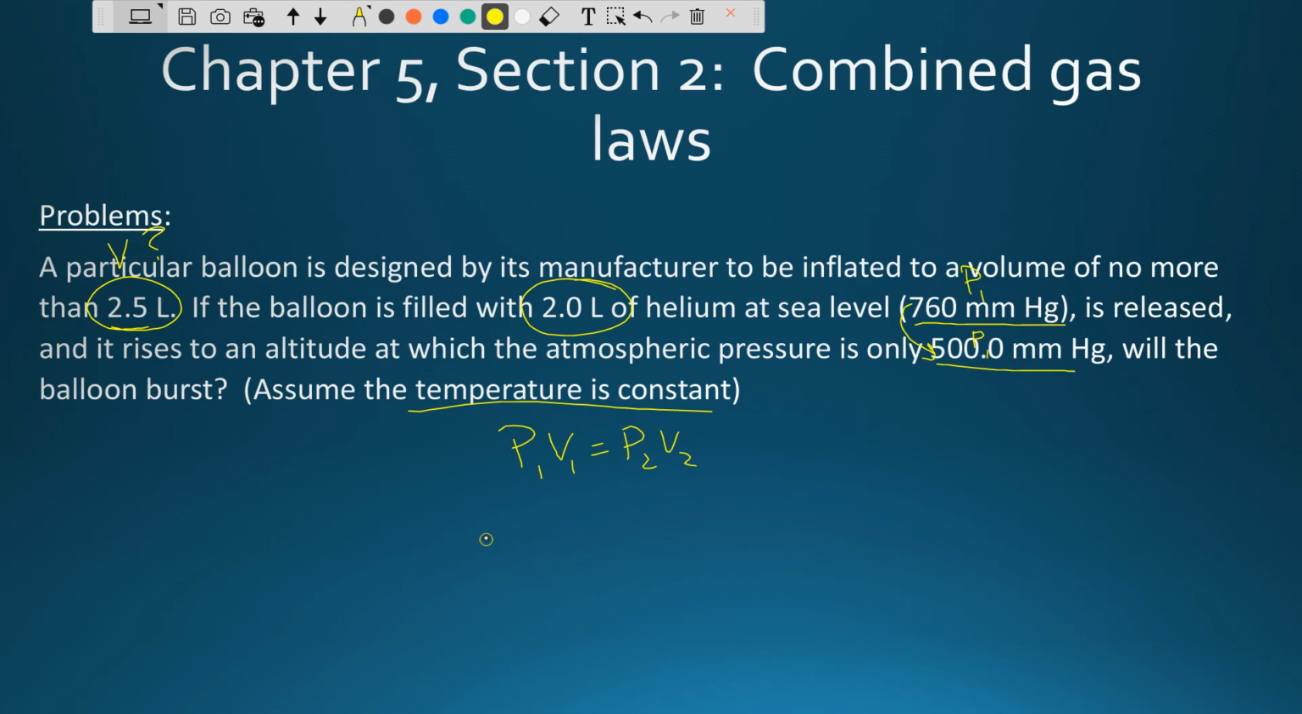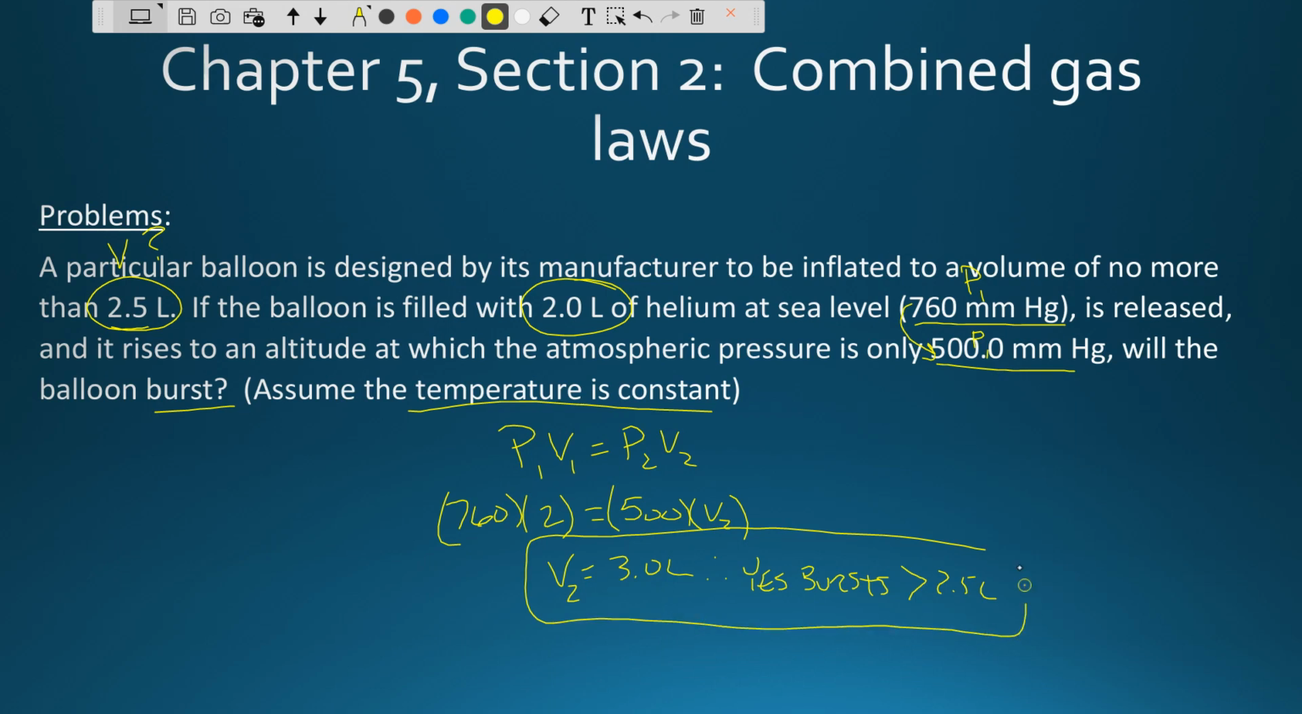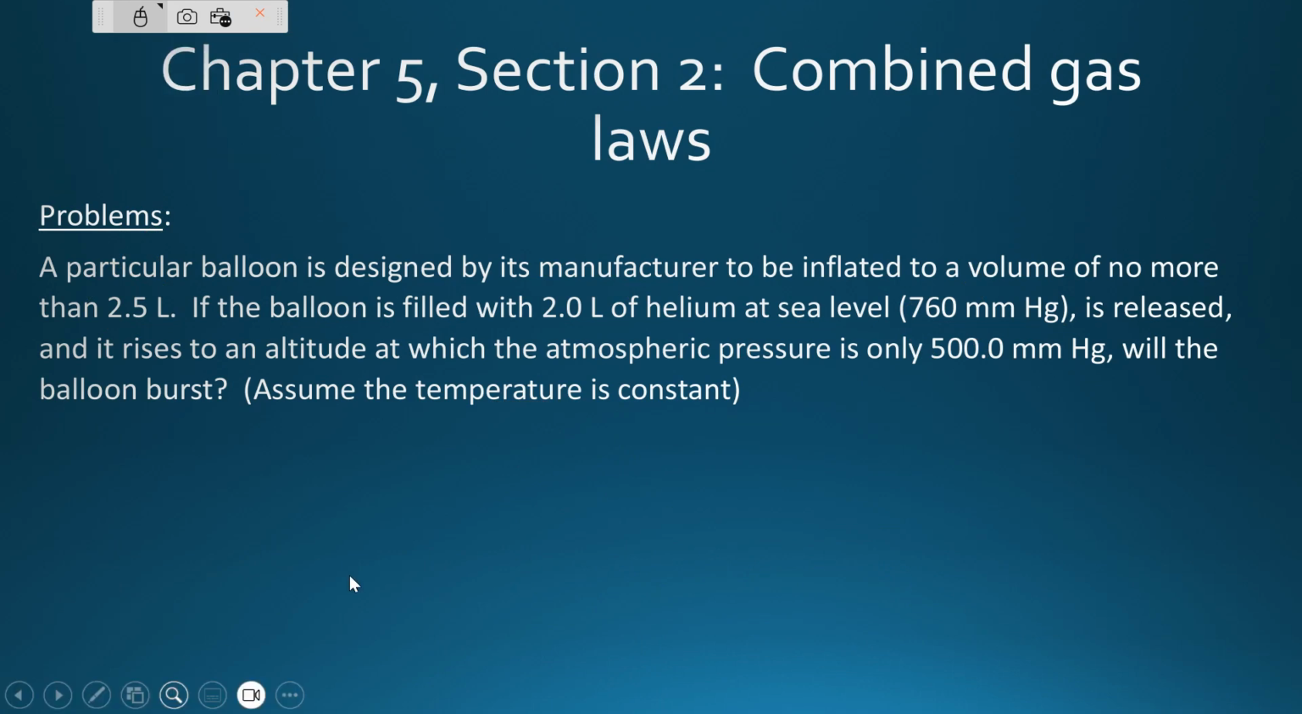So I just plug my values in here. We saw that we had 760 to begin with, in millimeters of mercury, at 2 liters. And so the question is, at 500, what is my new volume going to be? Finding for this, my V2 ends up being 3.0 liters. Now go back to the problem. It's saying, will the balloon burst? I would interpret this at the end as yes, it bursts, because this is greater than 2.5 liters. So I would go ahead and justify why, and that way, if this is a 2-point problem, you've addressed both, defended with your numbers.